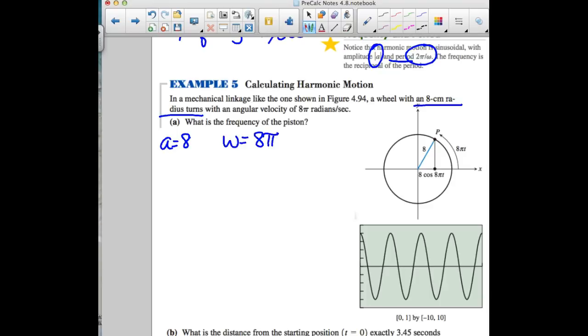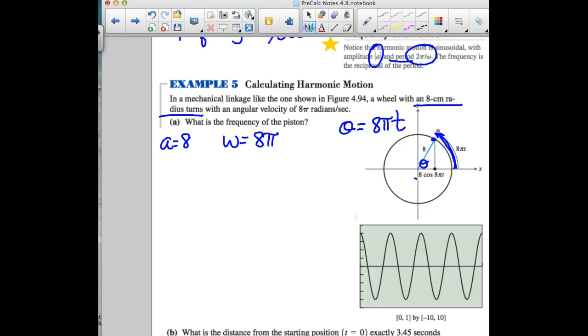All right, so in our picture over here, our circle, we have this point P that is rotating around the wheel. As it rotates further and further counterclockwise, this angle gets bigger and bigger and bigger. And it's rotating at a speed of 8 pi radians per second. So if we've gone t seconds, this angle has opened up a distance of 8 pi t. So our angle here for theta is going to be 8 pi t.